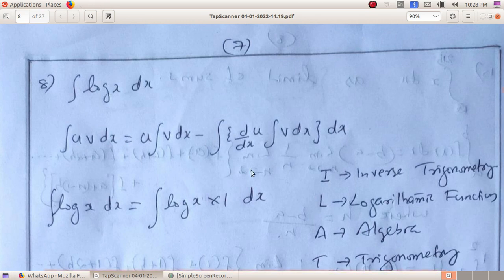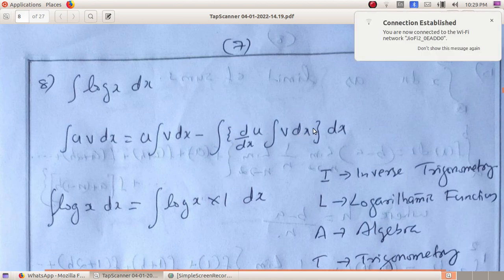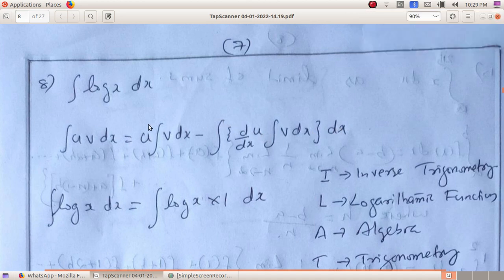This formula is called integration by parts. Integral u v dx is equal to the first function into the integral of the second function, minus the integral of the derivative of the first function into the integral of the second function dx. When you write this integral symbol, there must be a dx for each of these symbols. Integral log x dx: we can rearrange log x as log x into 1. Then this is u, this is v.